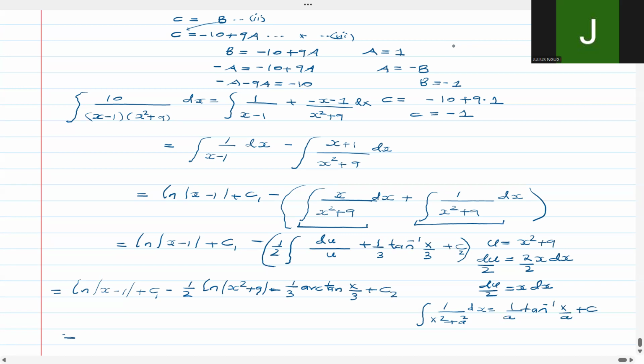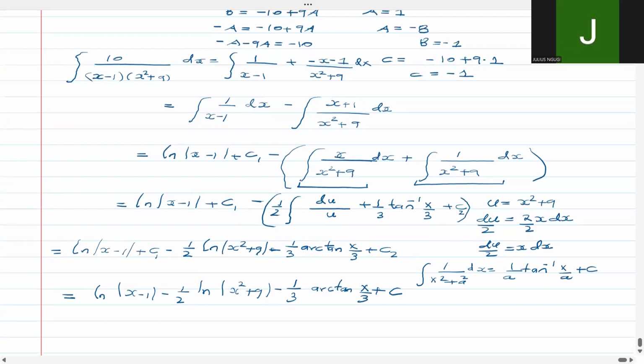So finally, I can give the answer as natural log of x minus 1, minus a half natural log of x squared plus 9, minus a third arctan of x over 3, plus one big constant, let me call it capital C.